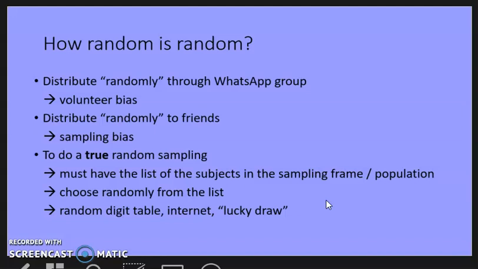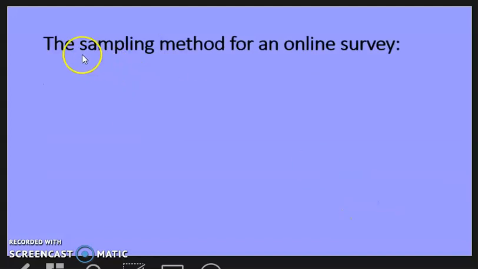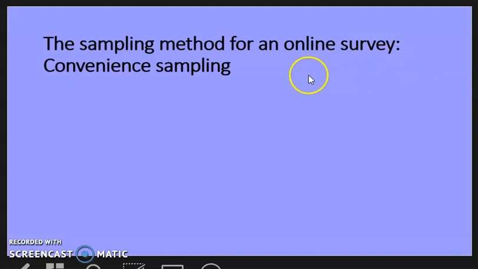Yeah, so because, as I mentioned just now, how random is random. If you cannot ensure that it is a random sampling, just say that you do a non-probability or non-random sampling. So if you ask me what the sampling method for an online survey is, I would say the answer is convenience sampling. When you put convenience sampling, you cannot be wrong.